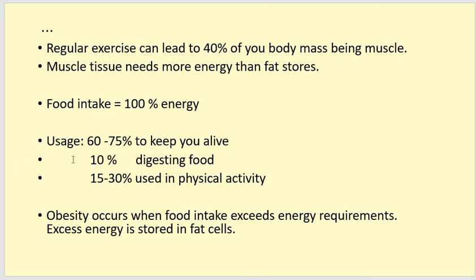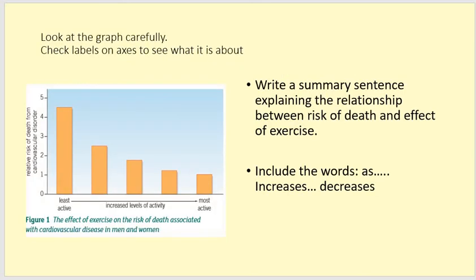10% of what you eat will be used in digesting food. That sounds like quite a lot, but you've got to make the chemicals, you've got to break it down, you've got to transport it in the body, you've got to keep the gut and everything working. And another 15 to 30% is used in physical activity. Obesity occurs when the food intake exceeds the energy requirement.